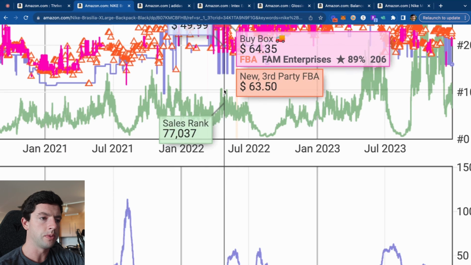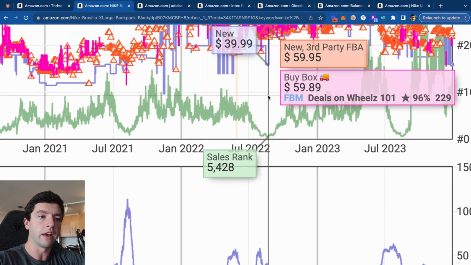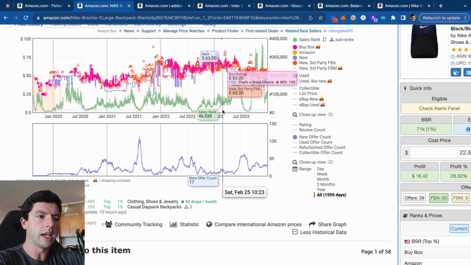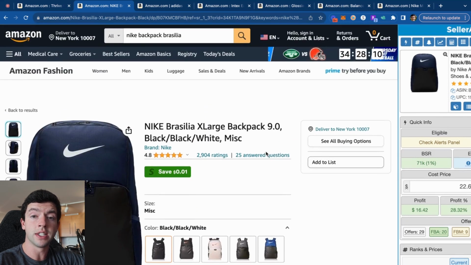In summer 2022, it went from the 50 to 80,000 range all the way down to 5,000 right here. So it's pretty interesting taking a look at how the demand can change on different products over time, and you're going to leverage Keepa to see that data.